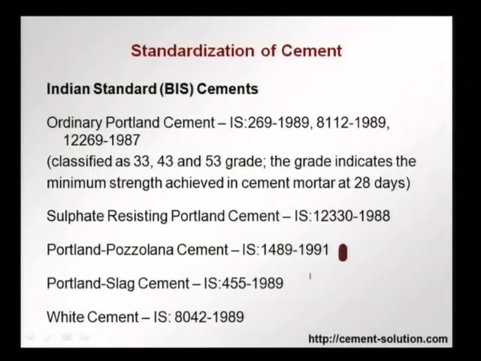A similar cement is the Portland slag cement, which in India can be obtained in a lot of places. Then we have white cement, which is devoid of iron and therefore we get a white color. This is used for architectural purposes, for filling, for floors, for facades, where we want a white finish or we want a colored finish, which is obtained by adding a pigment to the white cement concrete.